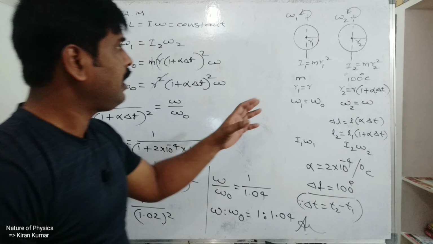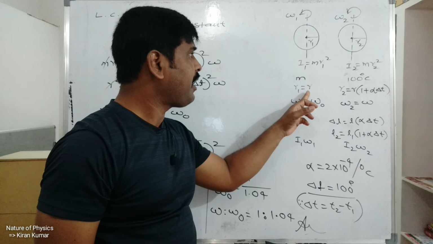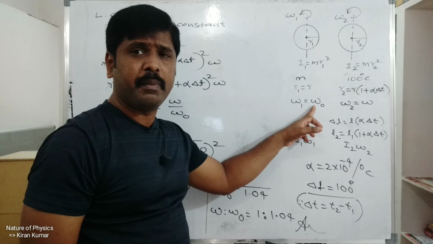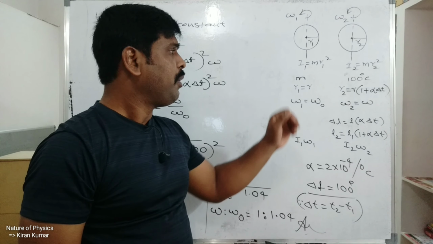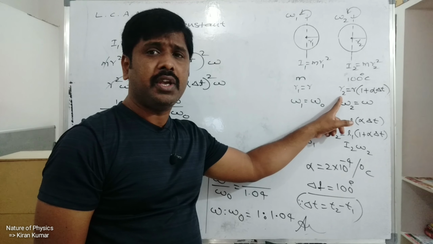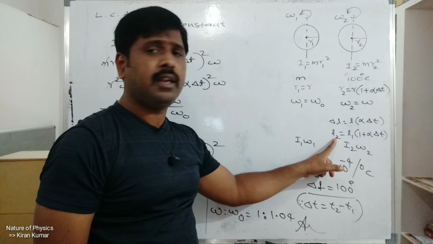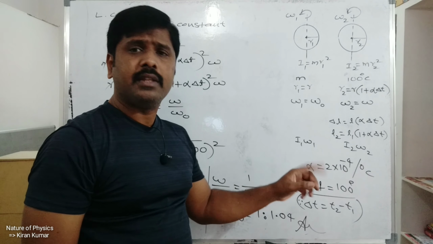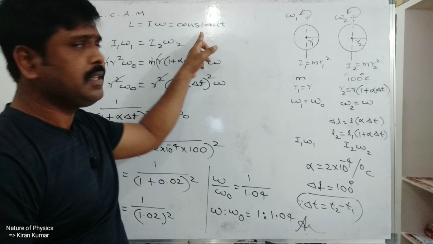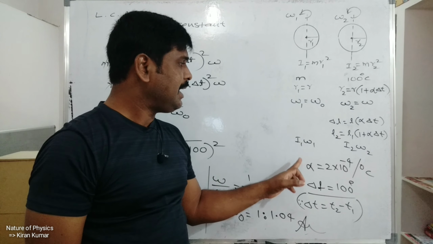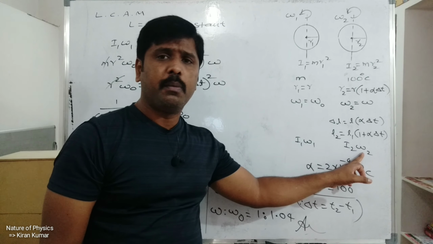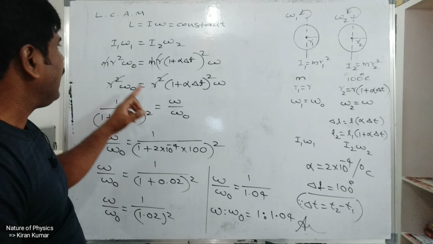See students, initially mass m and radius r of sphere is rotating with angular velocity omega naught along its diameter. Whenever temperature rises to 100 degrees centigrade, there is a change in radius according to the linear expansion. So it obeys the law of conservation of angular momentum. L is equal to I omega is equal to constant. For the first one it is I1 omega 1, for the second at 100 degrees centigrade it is I2 omega 2. So here the values are replaced.